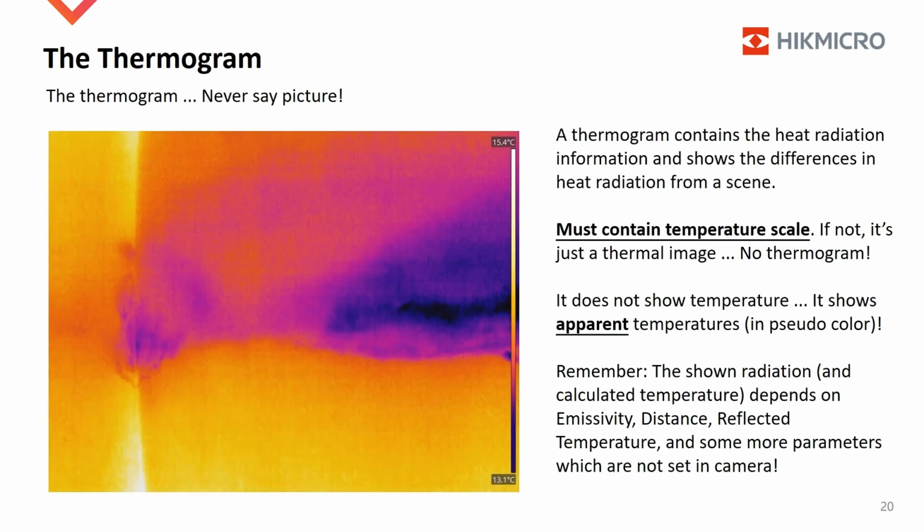This is a thermogram. When a thermal image includes a temperature scale, a thermogram contains the heat radiation information and shows the differences in heat radiation from a scene. Without the temperature scale, a thermal image can only show apparent temperatures in pseudo-color. The shown radiation and calculated temperatures depend on emissivity, measurement distance, reflected temperature, and some other measurement parameters. The first three parameters can be set in-camera, the others are not usually configurable.